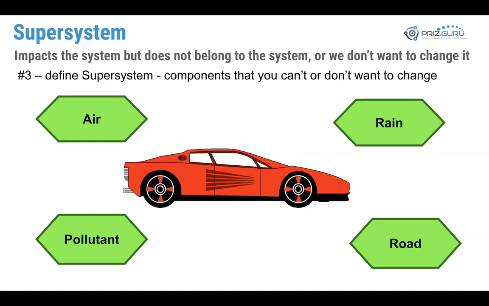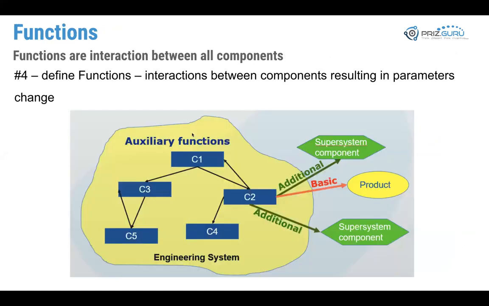Now, it could be that we decide, you know what, the wheels technically are part of the system, but we don't want to change them. We're happy with them, we don't want to change them. We can make them super system components, and that's a game that we're trying to play. You'll see in an example that this whole functional modeling is a little bit of a game when you're playing with the system, playing with the components, seeing how it all works out. Now let's go to the functions.